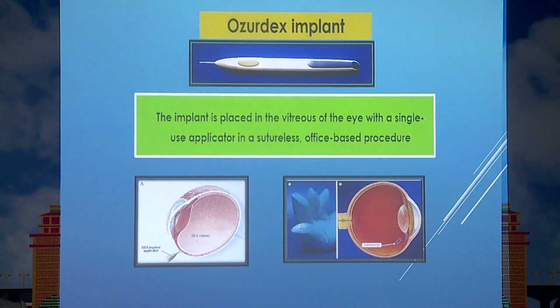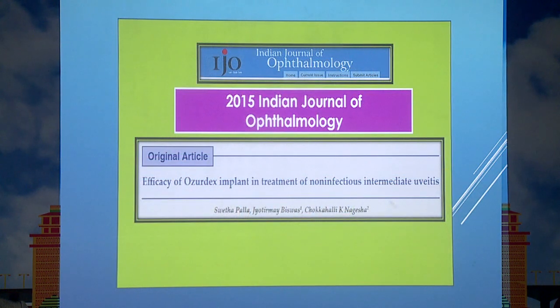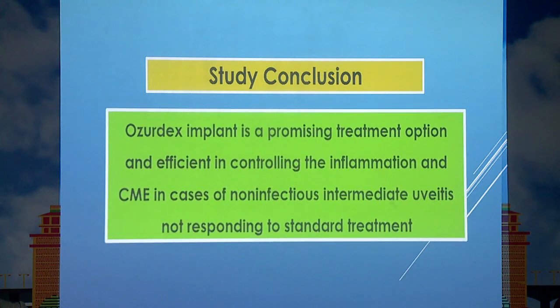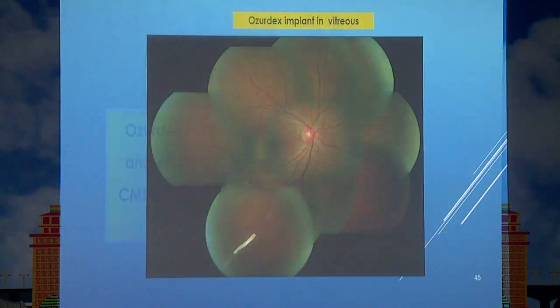The latest armamentarium is the Ozurdex implant. The implant is placed in the vitreous cavity of the eye with a single-use applicator in a sutureless office-based procedure. Such studies are there in the IJO 2015 journal, Efficacy of Ozurdex Implant in the Treatment of Non-Infectious Intermediate Uveitis, which concludes that Ozurdex implant is a promising treatment option and efficient in controlling the inflammation and CME in cases of non-infectious intermediate uveitis not responding to standard treatment. This is one of the implants in the vitreous cavity.